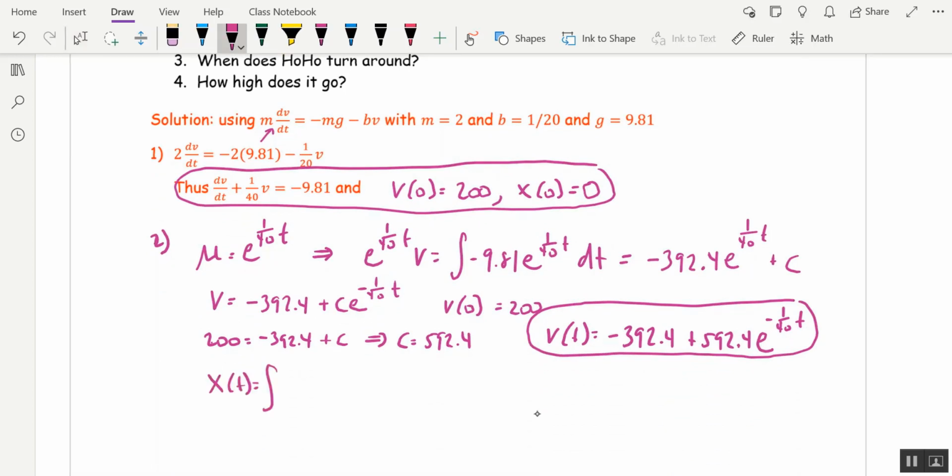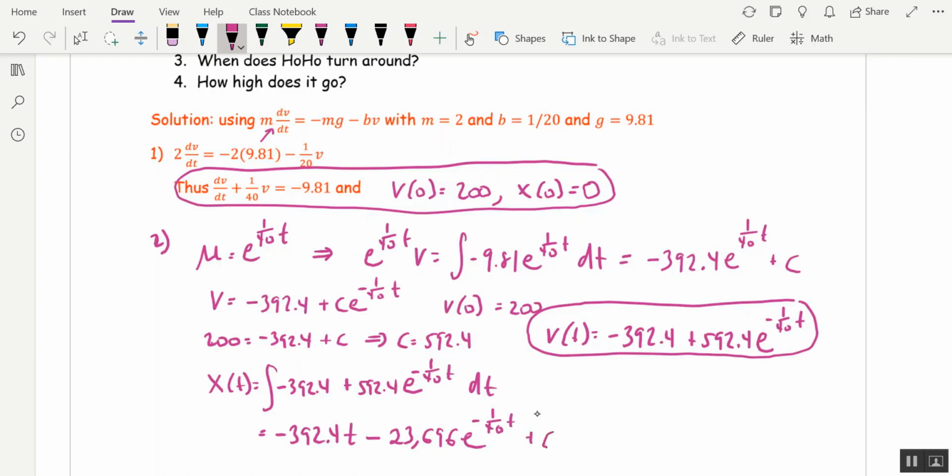So the integral of v(t) is the integral of negative 392.4 plus 592.4 e^(-t/40) dt, which is negative 392.4 times t, and then it's going to be minus 23,696. Again, I didn't round. There were just no decimals here. So e^(-t/40) plus c.